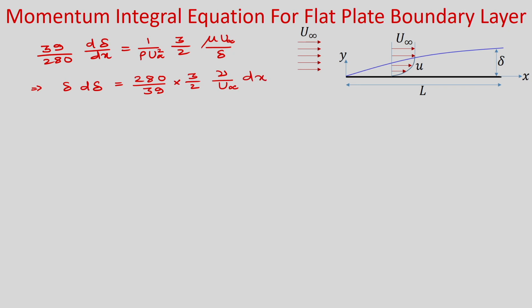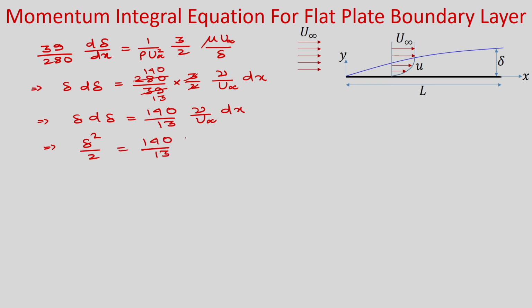Three into 13 to 140, so we can write δ dδ is equal to 140/13 ν/U∞ dx. Now if you integrate it, we can write δ²/2 is equal to 140/13, and ν and U∞ are constant, so ν/U∞ x plus constant c, the integration constant.